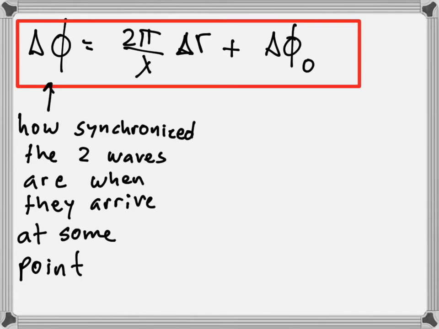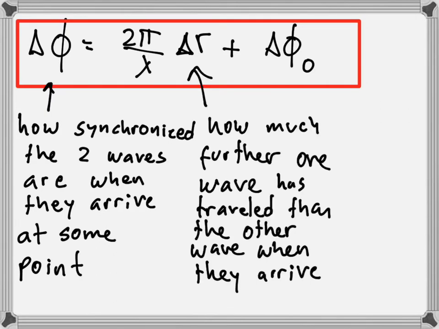If that delta phi was 0 or 2 pi or 4 pi or 6 pi, we would say the waves are completely synchronized. They're doing exactly the same thing when they arrive. But if that delta phi was pi or 3 pi or 5 pi, 7 pi, etc., we would say those waves are not synchronized. They're completely out of phase. When one wave goes up, the other one goes down, which means that they're going to destructively interfere with each other. So that's the meaning of delta phi. It's a number that measures how synchronized the waves are. Knowing that number, we know that information.